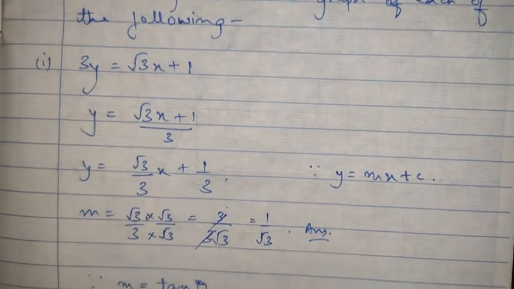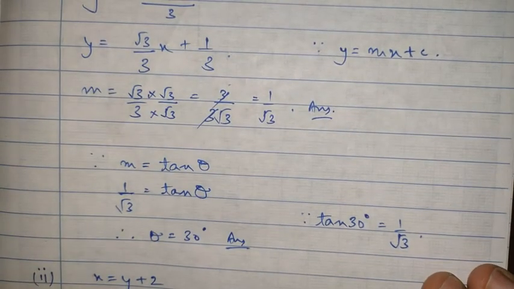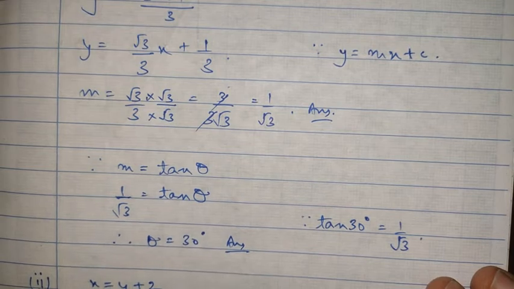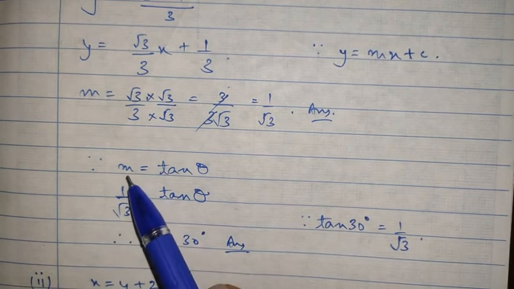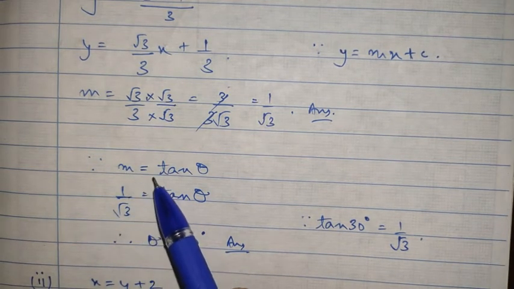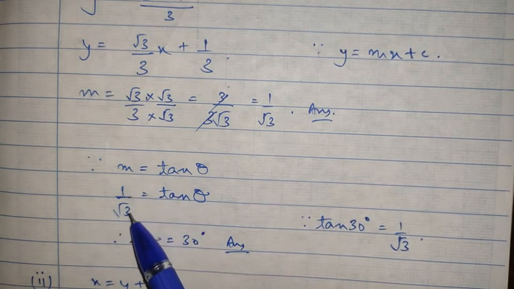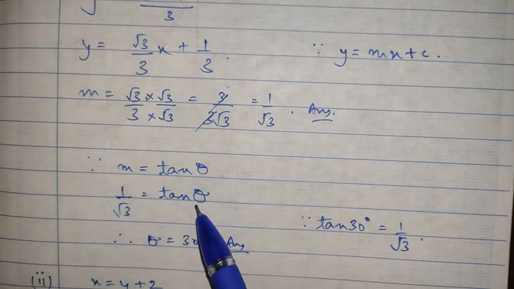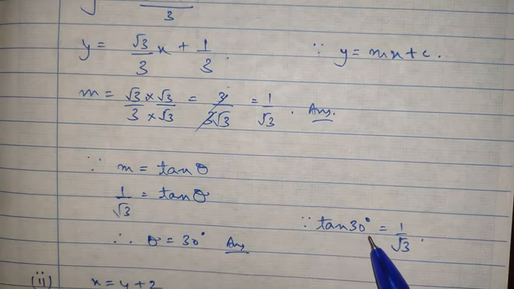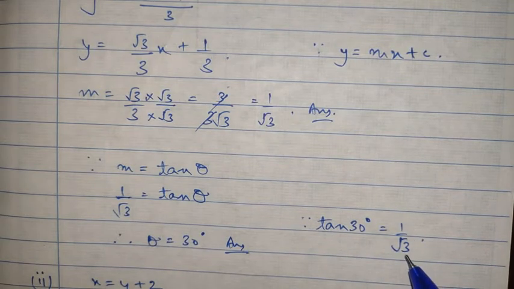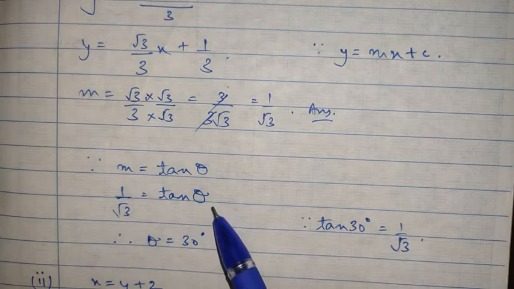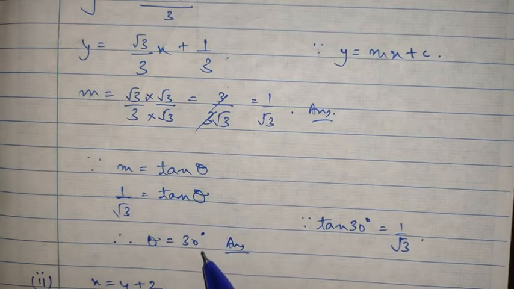Now children, we have to find the angle of inclination also. For that, as we know, the slope m is equal to tan theta. So in place of m, if we substitute the value, 1 upon root 3 is equal to tan theta, and as we know, tan 30 degrees has the value 1 by root 3. That means theta, the angle of inclination, has the value 30. In this way we get the answer of the first part.